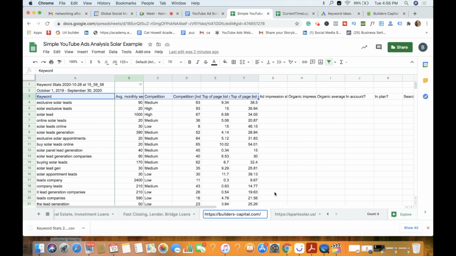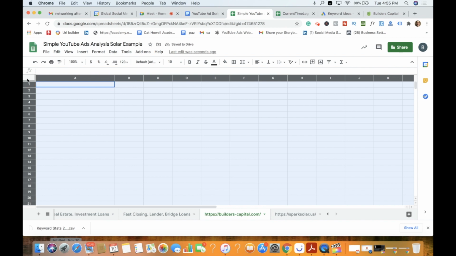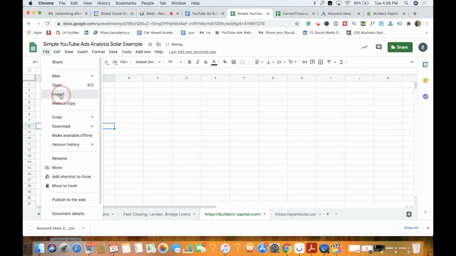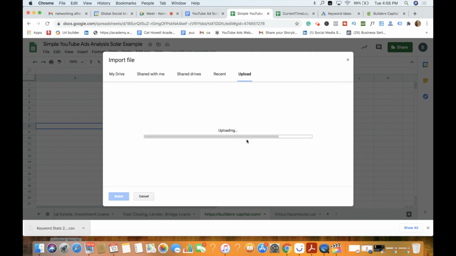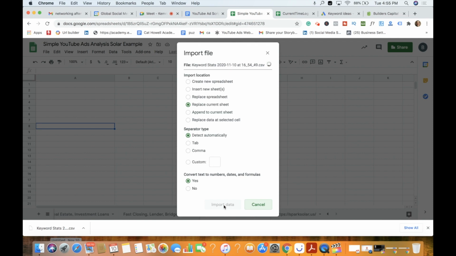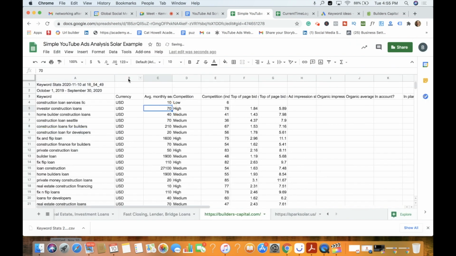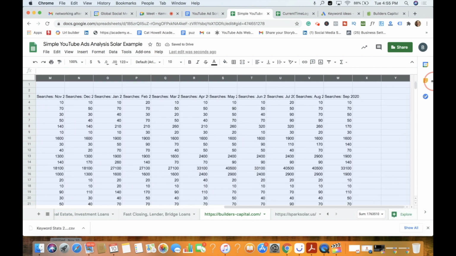I'm not going to go through all your competitors right now, but just for this one, data, turn off. Okay, file, import. And now I would upload the Builders Capital keywords and do the same thing by filtering the data, seeing what's high competition or what they ranked for. So just clean this up. Let's look at this very quickly.